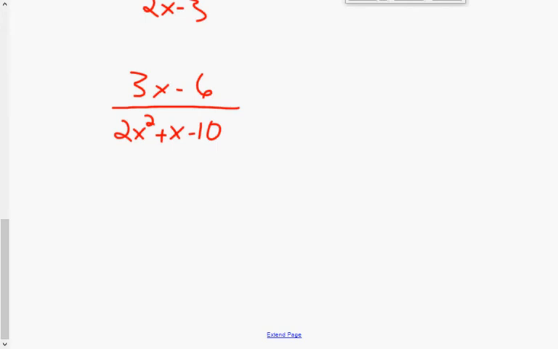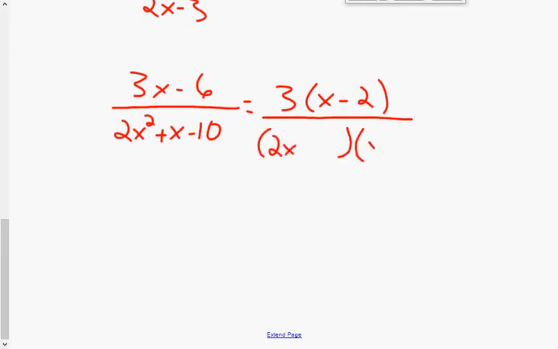So if I start here with the top one, I can take a 3 out of everything. Now, the next one, this guy here, is a little bit trickier, right? Because I got a 2 out front. I know for a fact one of my brackets is going to have a 2x, while my other one has an x. Now remember what I said about looking for clues and trying to find the same thing? I'm willing to bet that this is going to be x minus 2.